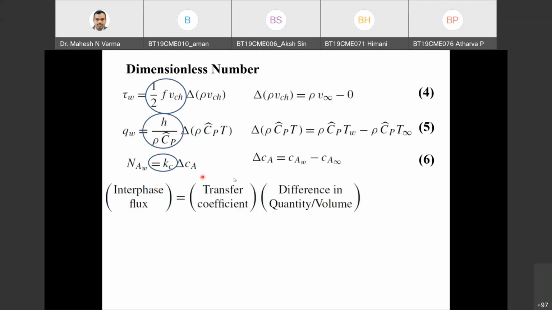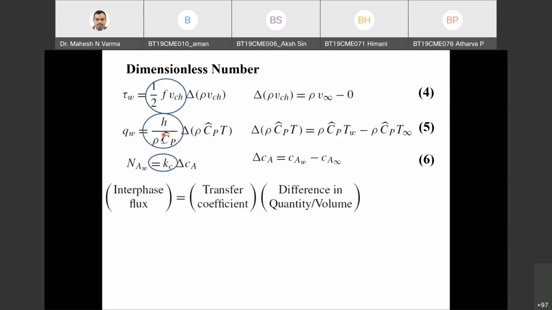Look at this equation. What is the unit of NaW? NaW is moles per unit area per unit time, so it will be moles per square meter per second. What is the unit of moles per delta Ca? It will be moles per unit volume. So what will be the unit of Kc? Meter per second.